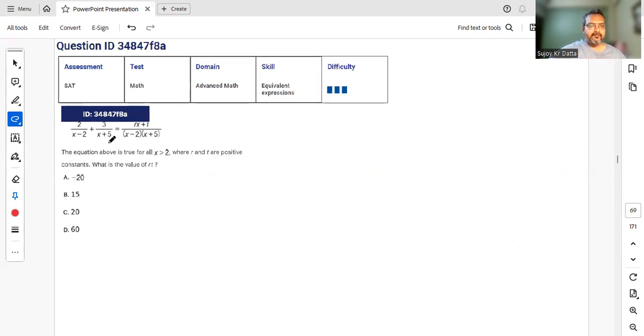So you just have to simplify this. They're saying that these are equal for all x greater than 2, so that you don't plug in x as 2, because then that becomes undefined. You need to figure out the values of r and t. So we just simplify it: 2 over x minus 2 plus 3 over x plus 5.